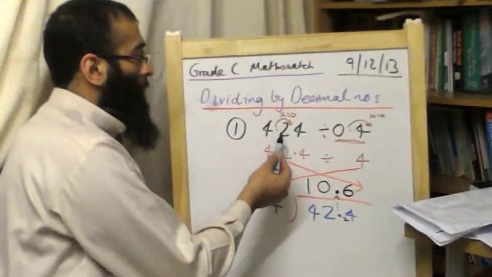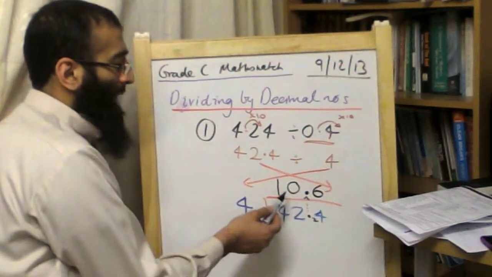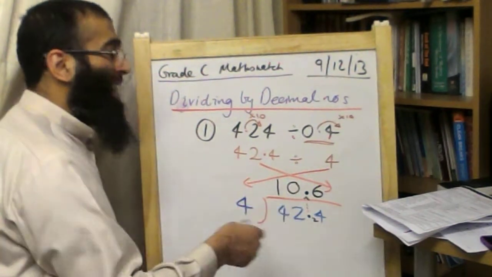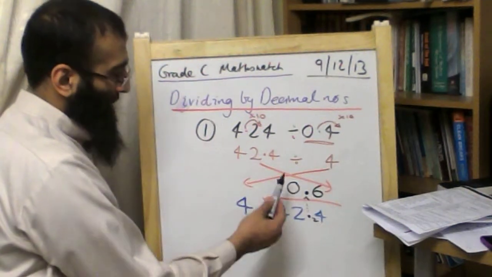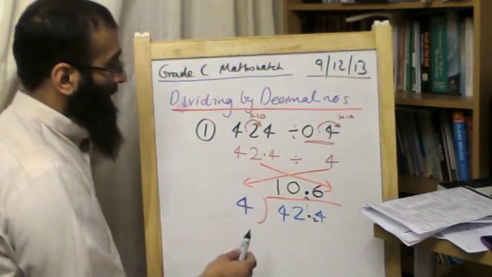So this question here, 4.24 divided by 0.4, gives us an answer of 10.6. We don't need to do any further adjustment, because we've done the same to this part as that part. So that is our final finished answer.